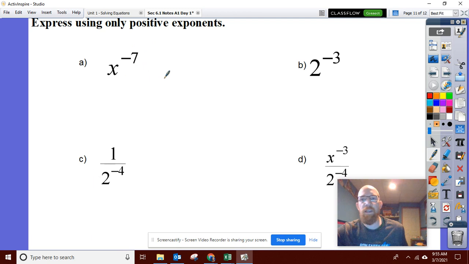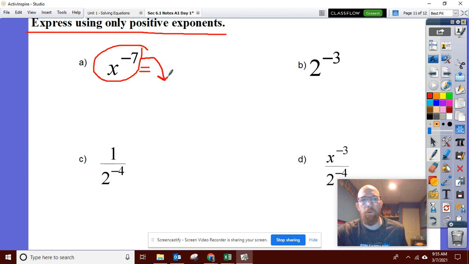So we have x to the negative 7th. Again, cannot have negative exponents. It says right here, only positive exponents. So I take this and I think I'm moving it down. So I move it down, I keep the base the same, and I just change the exponent from negative to positive. And then I put a 1 on top. And then I'm done. So that's it.